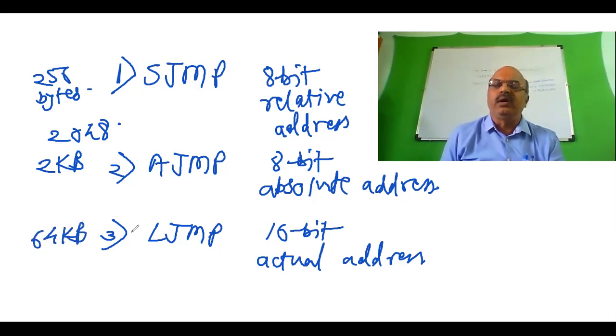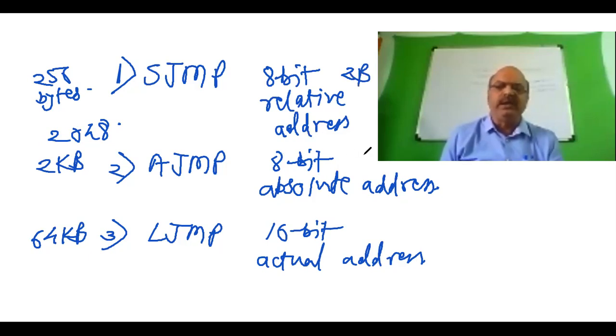That's why it is called long range. You can jump from the first address to the last address in the memory. Here you only have to mention the actual address where you want to jump. So all three types of jumps we have discussed. SJMP is a 2 byte instruction: 1 byte for the SJMP code and 1 byte for the 8-bit relative address.